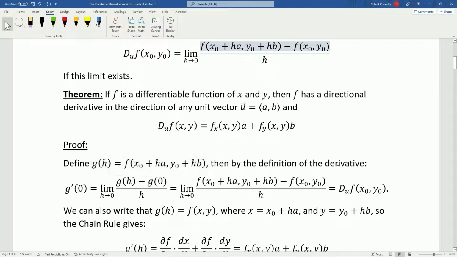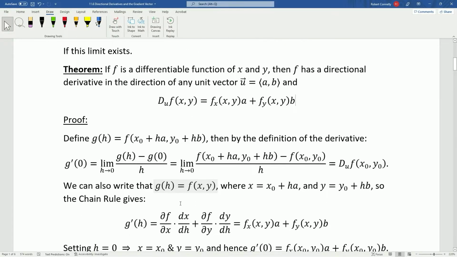By the definition of the derivative, if we take the derivative of g at 0, that's the limit as h goes to 0 of g of h minus g of 0, over h. If we plug in these values, h stays the same, and when we plug in 0, we get f of x naught, y naught over h. So this is exactly the formal definition of the directional derivative. So far, so good, right? We've seen that g prime of 0 is equal to the directional derivative of f with respect to u.